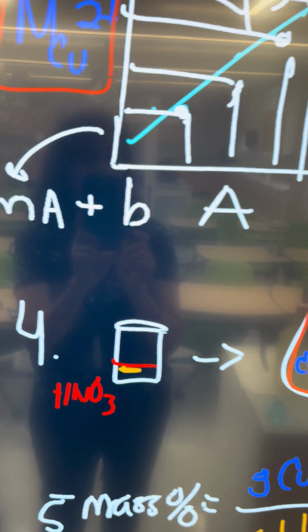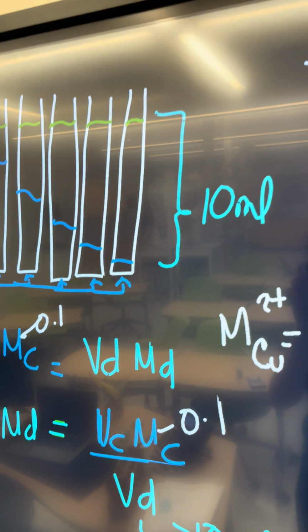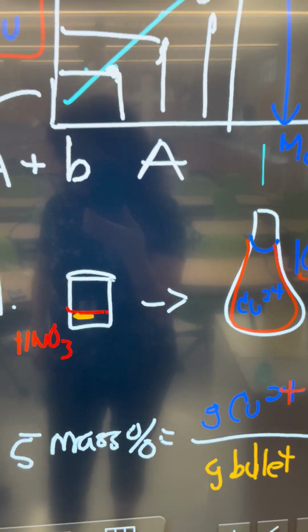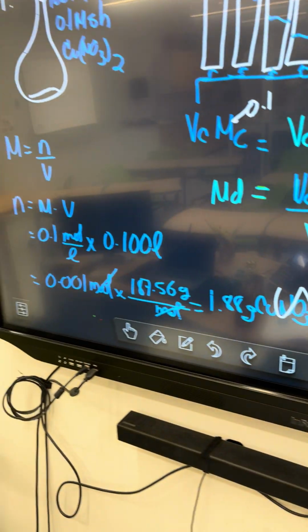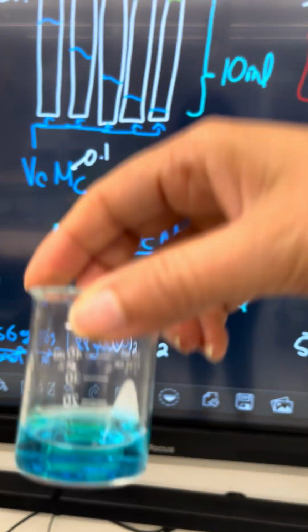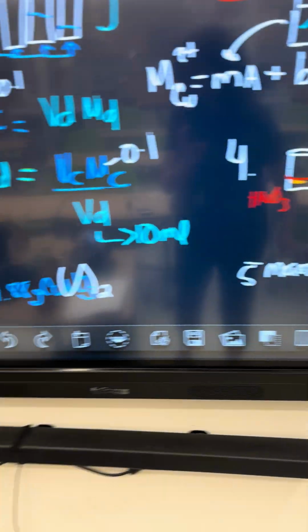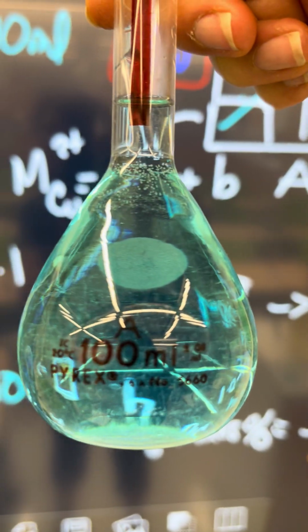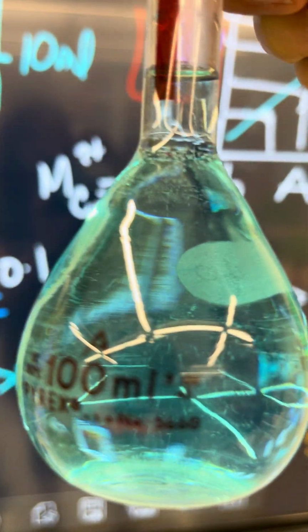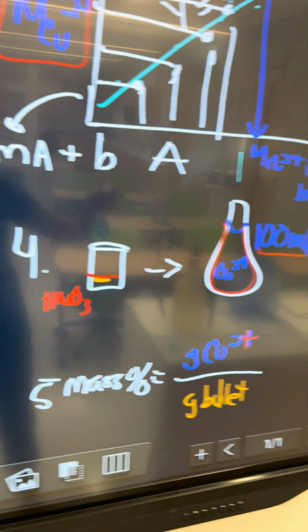Why do I need that equation? Because now we have an unknown concentration of copper. All of these ones were my knowns. Now, we dissolved the bullet in a little beaker. We just put a little bit of nitric acid, and when the whole thing was dissolved, we put it in a 100 milliliter volumetric flask, we filled it up with distilled water, and then we put it in the cuvette and we read its absorbance.